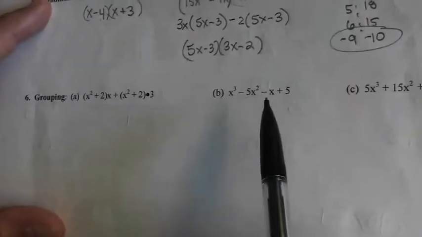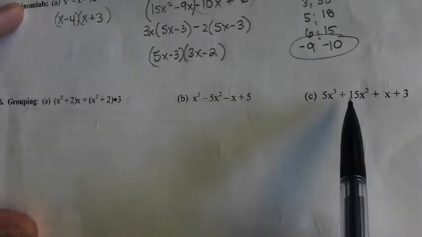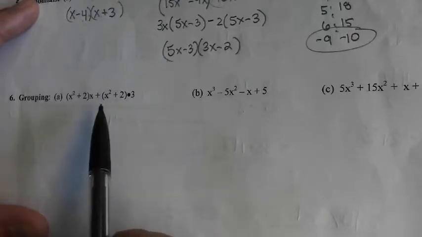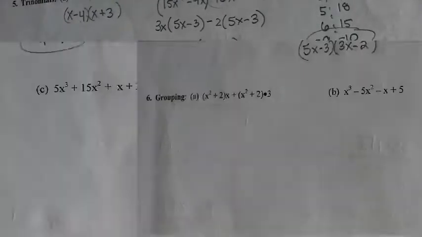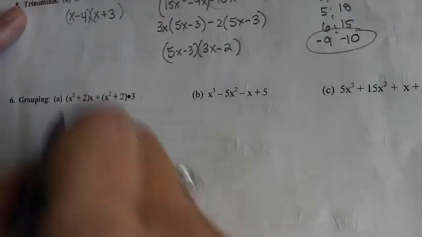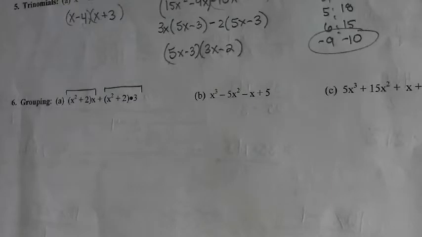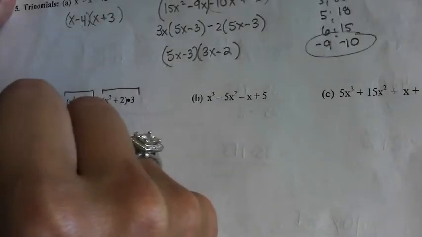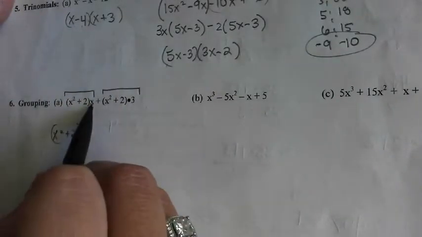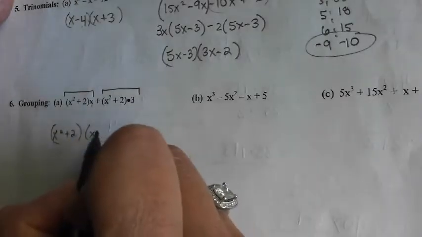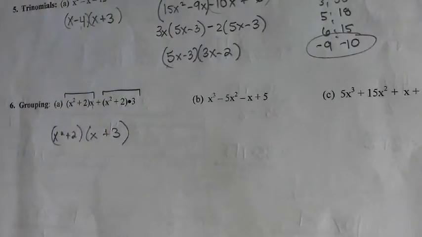All right, so grouping, I'm not going to do B and C because we just reviewed grouping in the previous problem. A, just the appearance of it, it's almost like it's right in the middle of the grouping process. But if you look at these two terms, they both have that x squared plus 2. So I'm going to take the x squared plus 2 out in front, and I still have an x on the first term, and I still have a plus 3 on the second term.